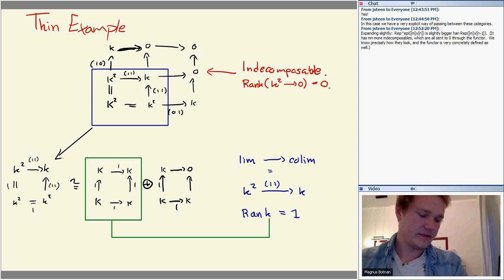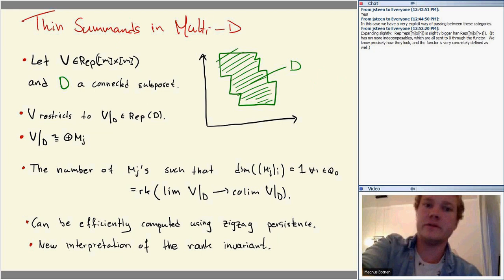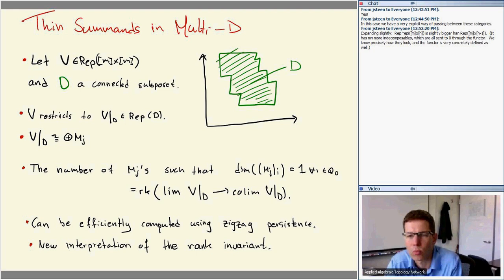Simple example, I guess I should run off soon. But yes, I just think there might have been a typo in the last one. It's for the summands such that dimension is one for all i in D. In D, right.